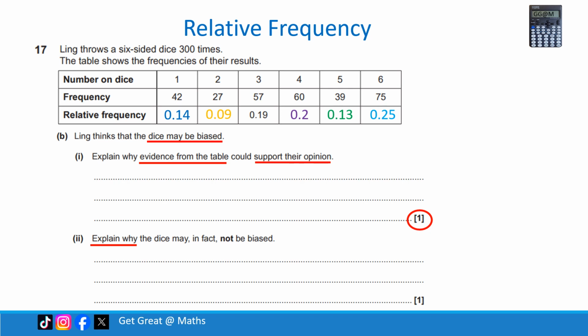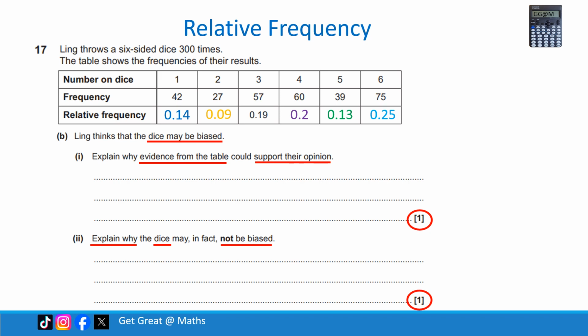Then we've got to explain why the dice may not be biased, and this is worth 1 mark. So in part A they're asking you why it's biased, and in part 2 they're saying, well, it may not be biased. So go in the opposite way, and you've got to come up with reasons either way.